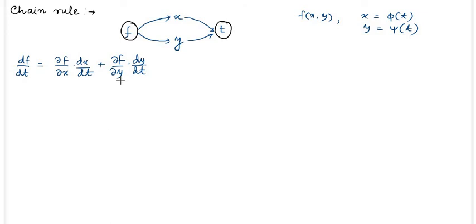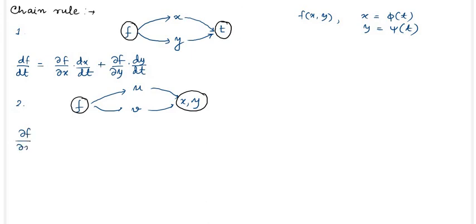You can have a case like this also. This is case number 1. Case number 2, we can have like this: f is a function of, say, u and v, where u and v are other functions of x and y. Now what we have is that f is actually a function of two variables x and y. So in this case, partial derivatives will come. If you want to find del f/del x, by chain rule it will be like this.